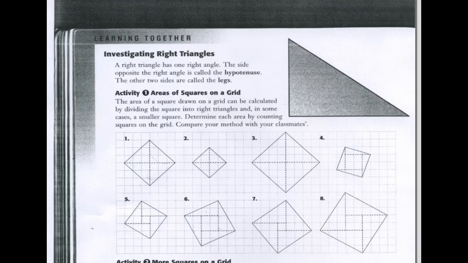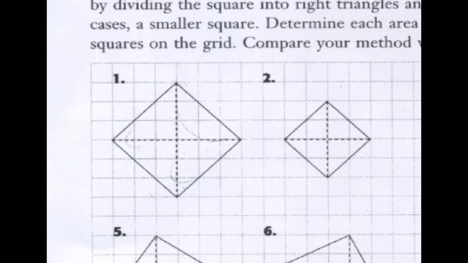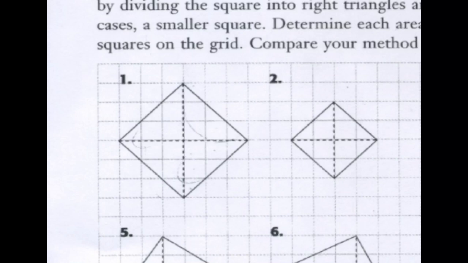Activity 1 says, the area of a square drawn in a grid can be calculated by dividing the square into right triangles, and in some cases, a smaller square. Determine each area by counting the squares on a grid. Compare your method to your classmates. Well, we're not going to be comparing to a classmate. But let's take a look at number 1. We're going to calculate the area of these squares. Basically, that means we're going to count the number of little squares that make up the big square.